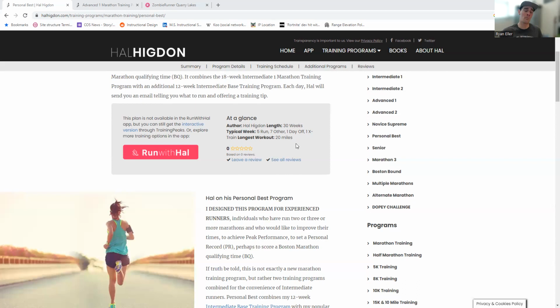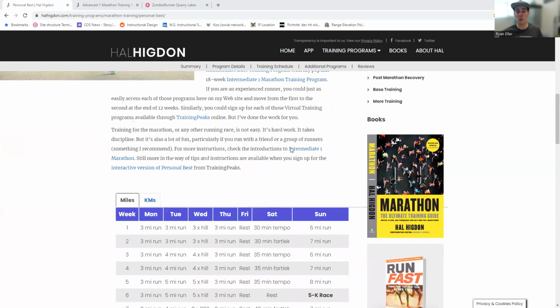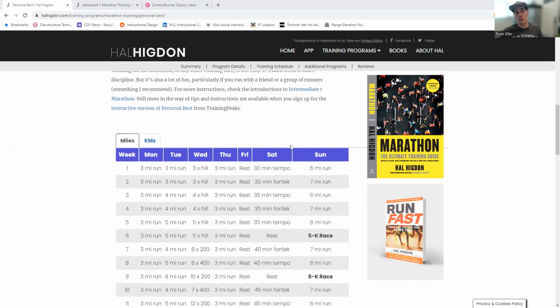So with that being said, what does this program really look like on a week-by-week basis? Now, I'm going to jump between this program and the Advanced One Marathon Training Program, because on the Advanced One program, Hal does a really good job of detailing what a certain activity or exercise should look like. This is most relevant for workout-related days, so your tempo runs, your fartleks, your hill workouts, how he prescribes them to be done as a runner. So I'll jump back and forth to give you some of those definitions so that you have as complete a picture as possible when using this program.